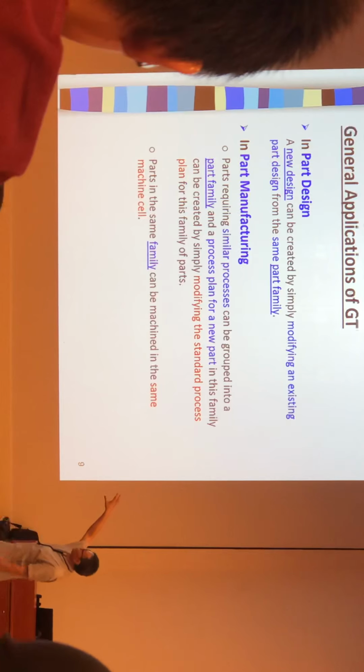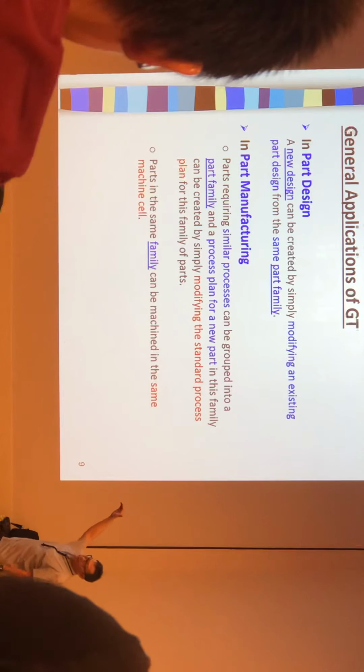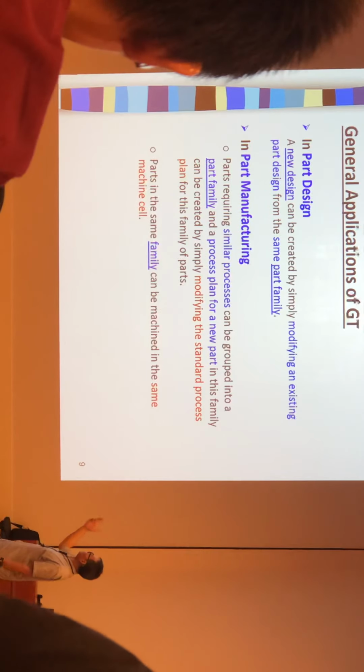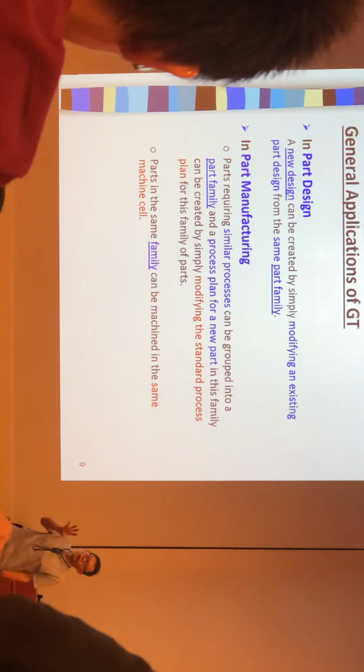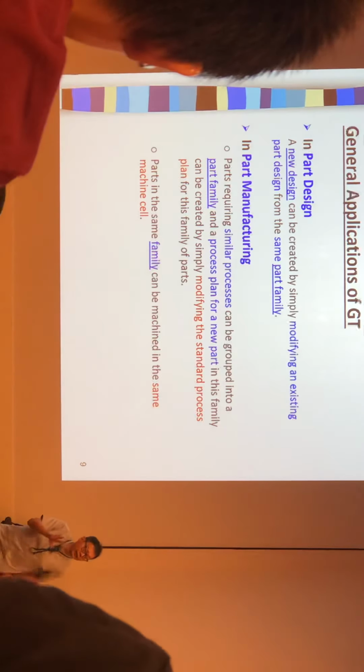But once you have established a part family, if you have a design part family, of course, then you can apply it to achieve a certain level of automation in new part design. How to do that? A new design can be created by simply modifying an existing part design from the same part family. For example, for the previous example, if you want to design a new spur gear, you may not find among the 50 spur gears you have in that family exactly the same, which means you can't use any existing design. But you can certainly choose the one closest.